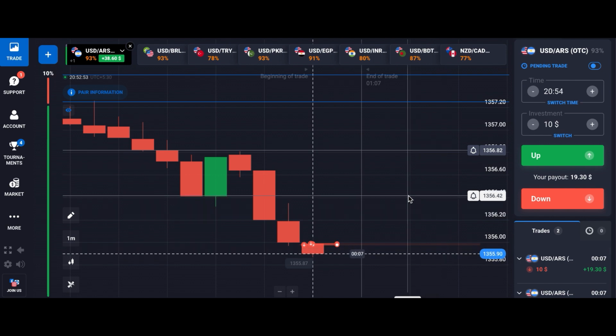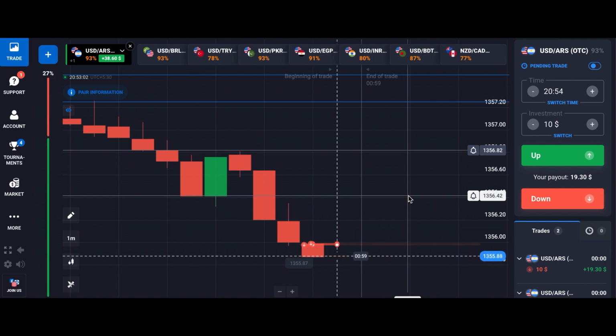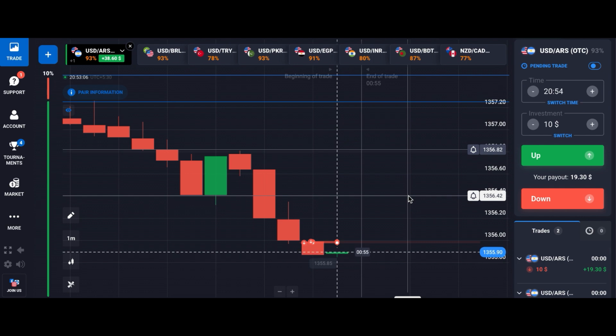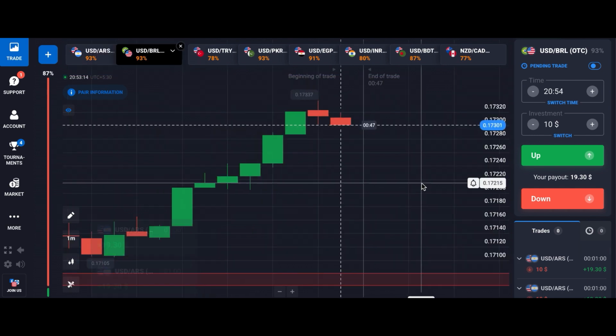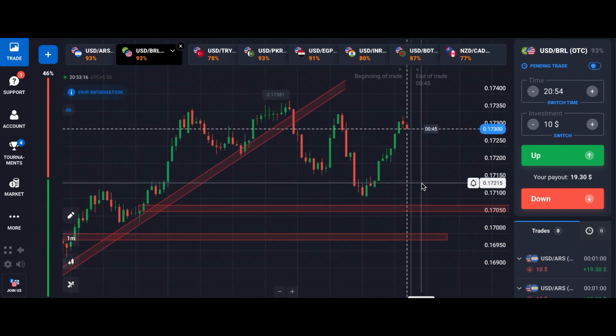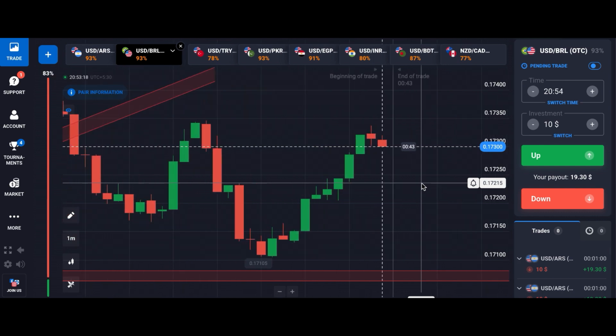This will be a red, so I'm not worried about that. And here you go. Always take 100% sure trades so that you know this will not be your loss.